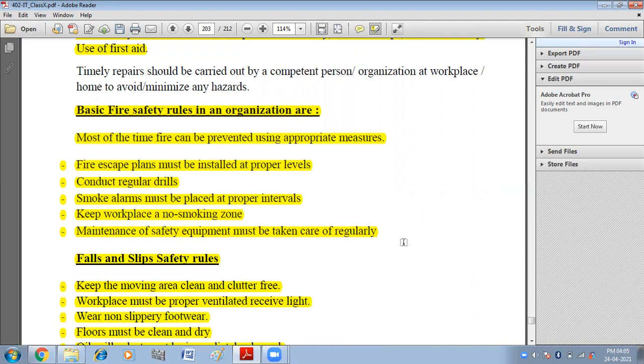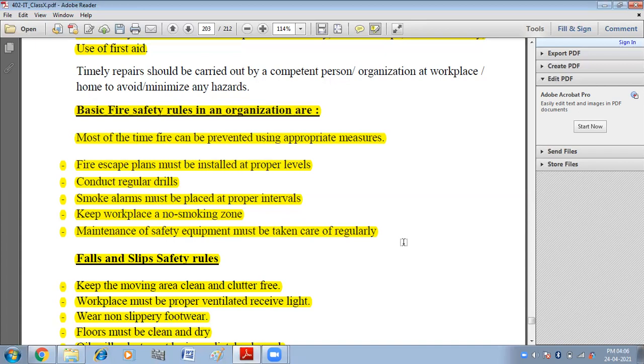We should have the plan if any situation happens, so what we should do, right? Then we should conduct the regular drills to escape from these situations if something like that happens. Smoke alarm must be placed at proper intervals. So we should have the smoke alarm. So if smoke is there, the alarms should go on, right?